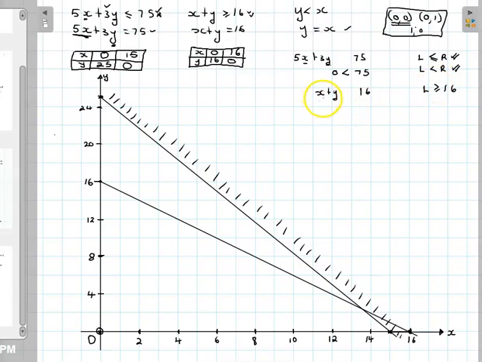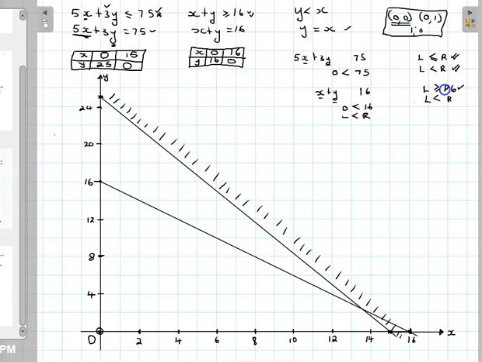Now, let's substitute 0 here and 0 here. We get 0 plus 0, which is 0. Compared to 16, 0 is less than 16, which means that the left is less than the right hand side. Let's juxtapose it with what our inequality says. This is what our inequality says. This is what the point 0, 0 says. The point 0, 0 says the left hand side is less than the right hand side.